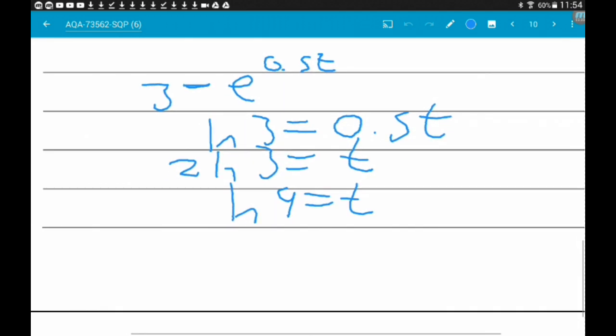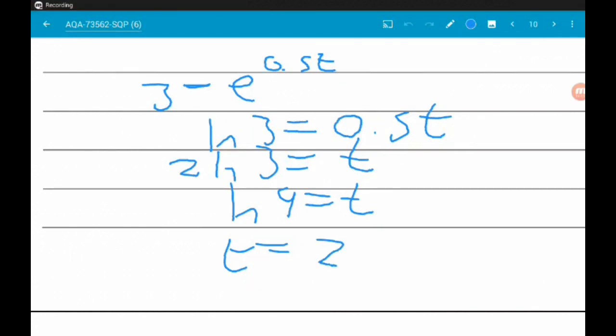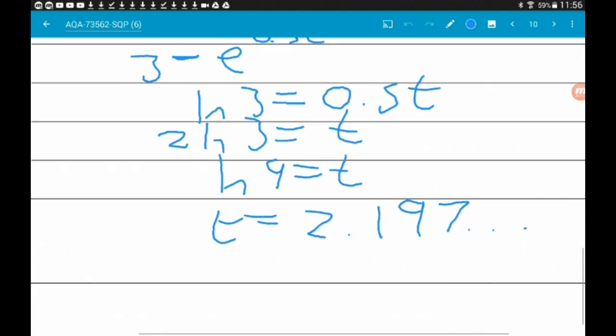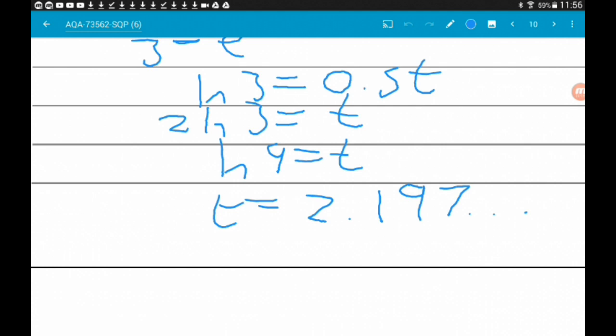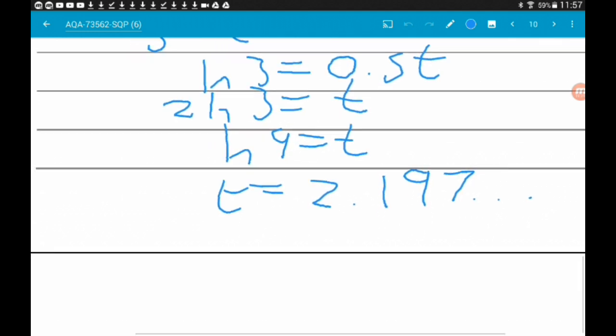Now it's calculator time. Working out ln 9, we get t equals 2.197 and so on. Now we want this to 3 significant figures. The third sig fig is the 9, and it has a 7 after it, so effectively the 9 rounds up to 10. So we actually get t equals 2.20 to 3 sig figs.